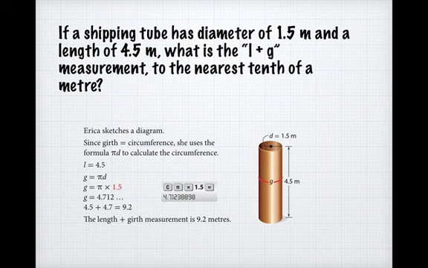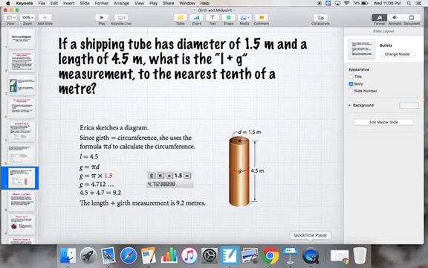Again, in this example, it's a shipping tube that has a diameter of 1.5 meters and a length of 4.5 meters. And what is the length plus girth measurement to the nearest tenth? We know that the diameter is 1.5 meters, so that's going all the way across the circle. And we know that the length, or the height of the cylinder, is 4.5 meters. We're being asked for the value to the nearest tenth, and we've talked about that before. Tenth would mean 1 decimal place, so watch your rounding there.